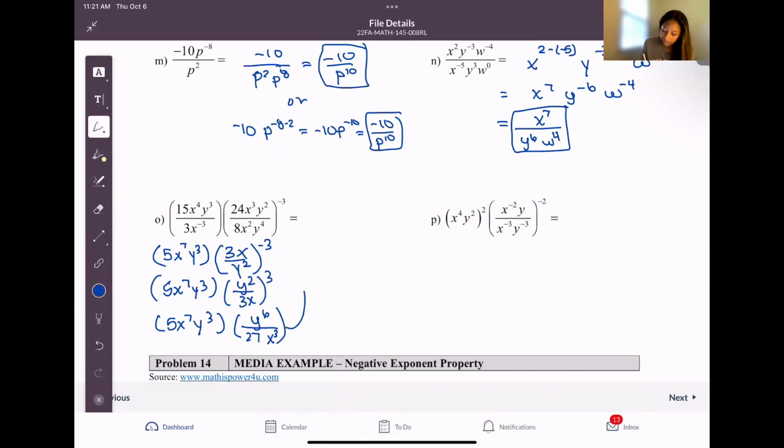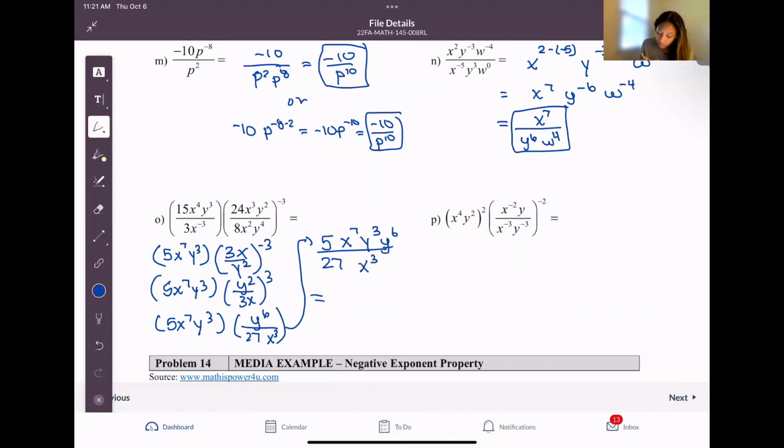Like I said, we needed more space, so I'll move up here now. Now we can just combine everything and look at the like terms. So our constants are, we have 5 over 27, nothing's happening with that. And then we have x to the 7th, y cubed, y to the 6th over x cubed.